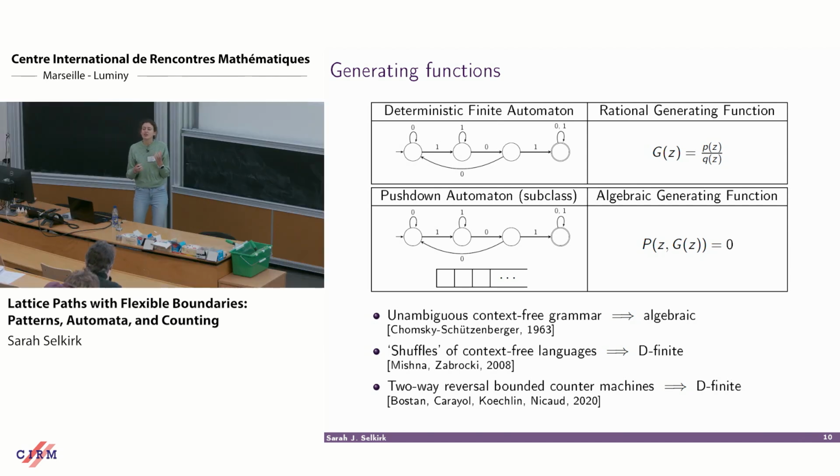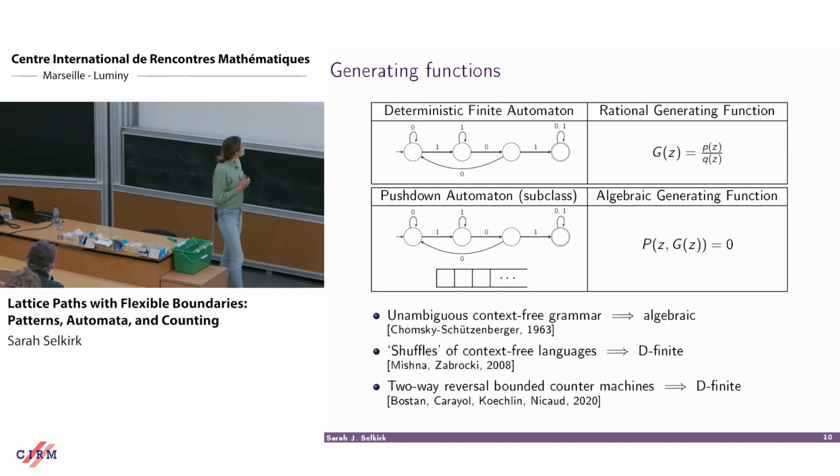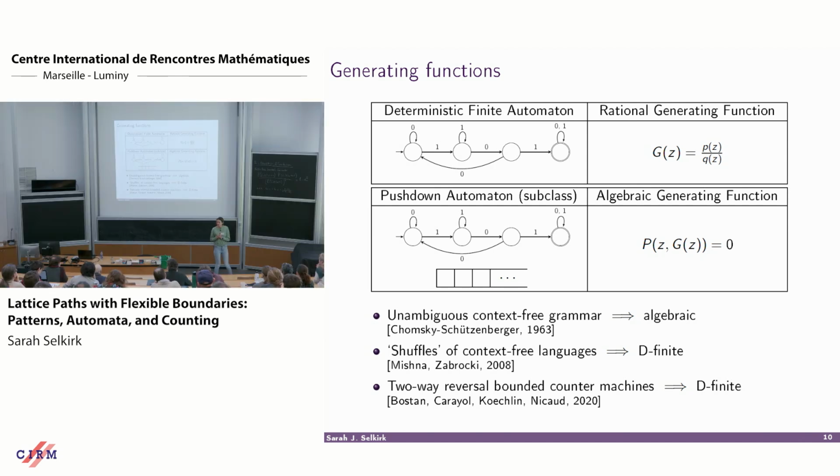So ultimately, if you can encode combinatorial objects in this way, you can know what type of generating function they're going to have. Good, so maybe just to point out some other things that we're not going to get into, but there's also some work towards classifying the languages and automata which encode definite generating functions. So in particular, shuffles of context-free languages, using shuffle with one letter, was done by Mishna and Zabrocki in 2008. And then in addition, two-way reversal bounded counter machines.